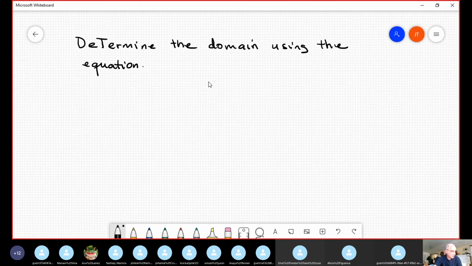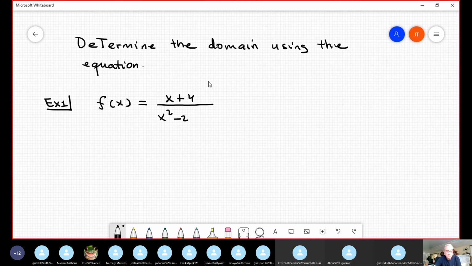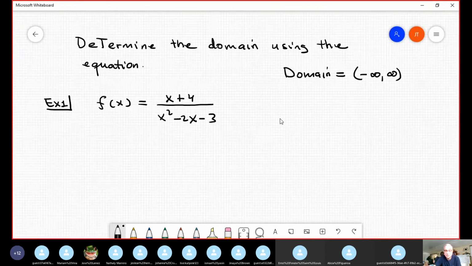Okay, so now I need to explain what the agreement is for the domain. So I give you one function. Let me call it example 1. We are doing several examples. It is (x plus 4) divided by (x squared minus 2x minus 3). So determine the domain. What is the agreement? The agreement is, I suppose, the domain is always equal to all real numbers except the restriction.